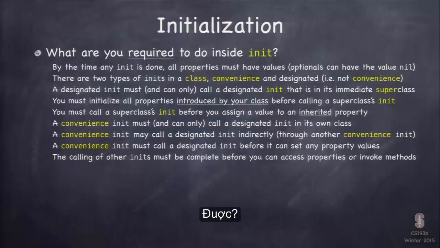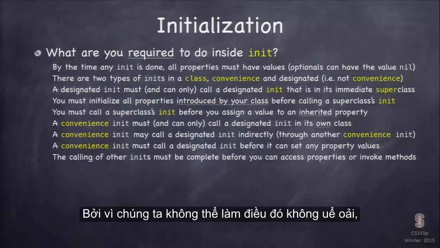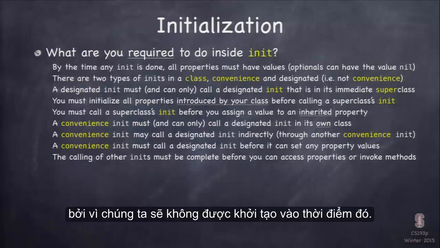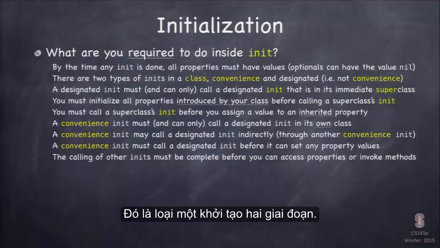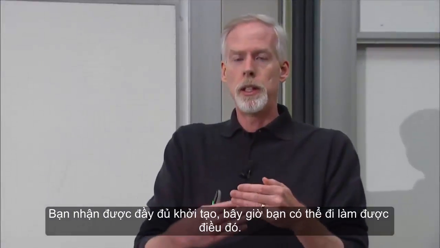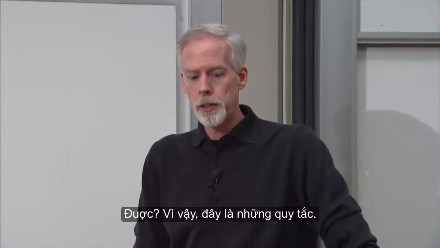Okay? That's why we have to use lazy if we want a property to set its value by calling a method, because we can't do it non-lazily because we wouldn't be initialized at that time. We'd still be in the process of initializing. It's kind of a two-phase initialization. You get fully initialized, now you can go do that. Okay, so these are the rules.